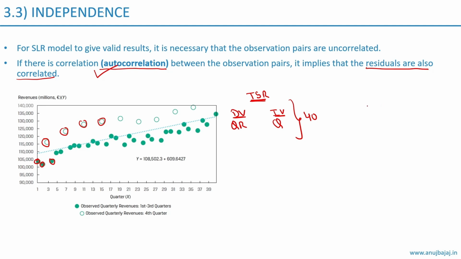So when there is autocorrelation between the observation pairs, the model that we have forecasted does not predict the dependent variable accurately. This is the regression line or the regression model that we have predicted. We can see that the actual value of the dependent variable is far away from the predicted value. Similarly, for all the third quarters, the actual value is very different from the predicted value. So, when the observation pairs exhibit a certain pattern, the model does not do a good job of predicting the dependent variable.